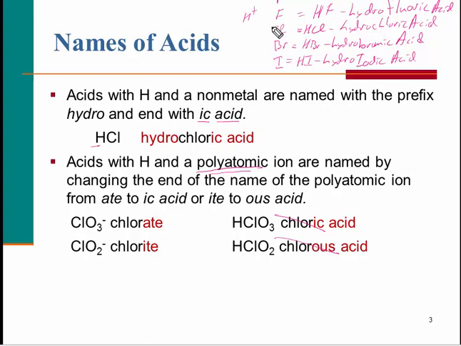These, by the way, are referred to as binary acids or halo acids because they all contain a hydrogen, or a binary acid because bi for 2, there's just 2 atoms. But if you've got a polyatomic ion, it gets a little bit more complicated. Let's take a look at those in the next slide.